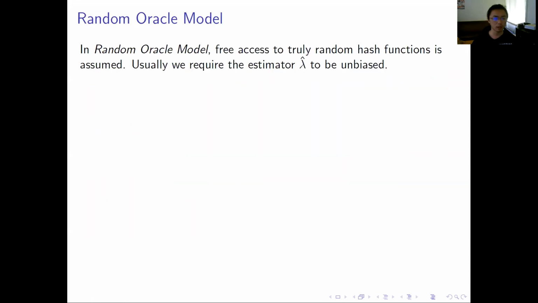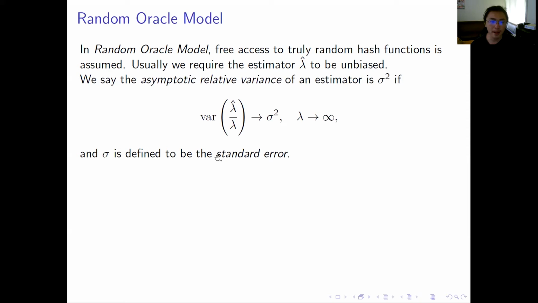Our work assumes another model called the random oracle model. In the random oracle model, we assume free access to truly random hash functions. And usually we require that the estimator has to be unbiased in this model. Given that it's unbiased, we can use variance to measure the performance of an estimator. Specifically, we use the notion of asymptotic relative variance.